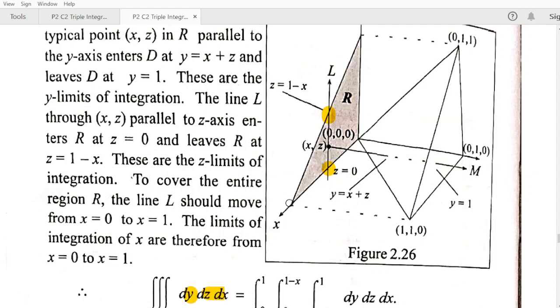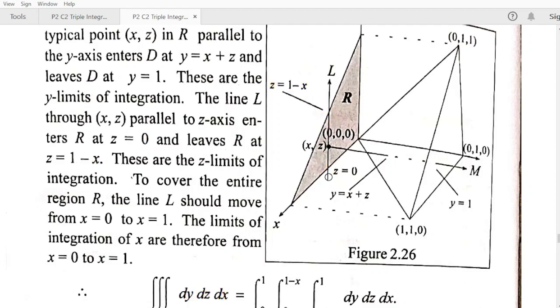So the equation of the line passing through 1, 0, 0 and 0, 0, 1, by using the formula for the equation of a line passing through 2 points, we'll be getting our equation as z equal to 1 minus x. So from there we'll get the limit of z as z equal to 1 minus x. So we get z equal to 0 to z equal to 1 minus x. So the limit of z is from 0 to 1 minus x.